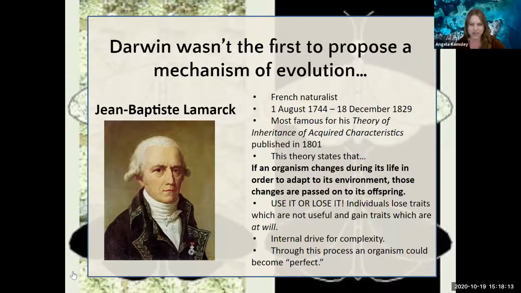This is also known as use it or lose it. The idea behind this was that if the environment changed and an organism needed to change along with it, they could spontaneously adapt to meet the needs of their environment, and those adaptations would be passed on to their offspring. Also, if there was some adaptation that they weren't using, they could lose it, and then that would not be passed on to their offspring.